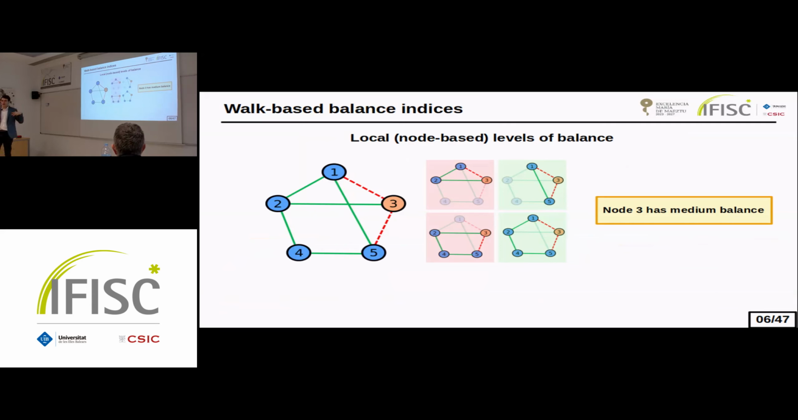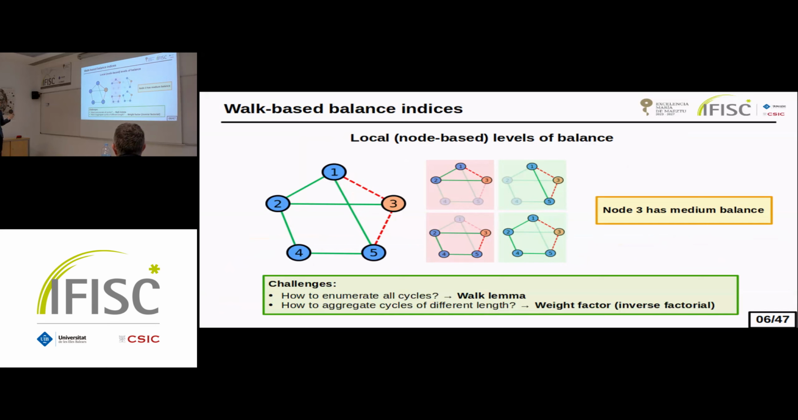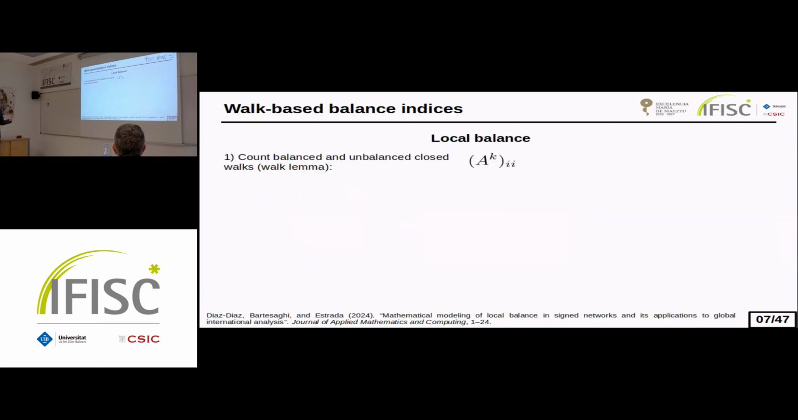Now, how can we generalize this to arbitrary networks? First, we need a feasible way of counting cycles, but counting cycles in general is NP-hard. So our solution is to use the walk lemma that I mentioned before and use closed walks as a proxy for these cycles. Second, we need to aggregate over cycles of different lengths. So we include a weight factor, for which I will always use the inverse factorial, such that longer walks don't overshadow shorter ones. That is the intuitive explanation.